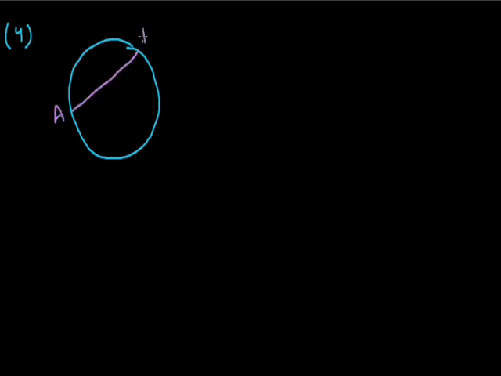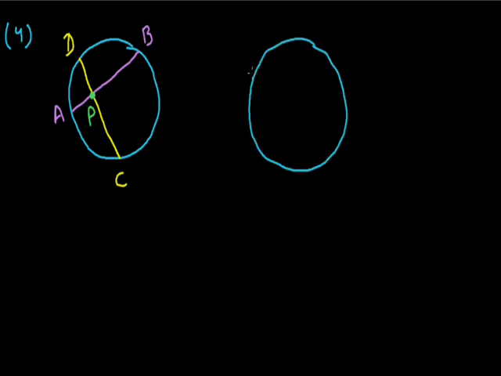chord AB and chord CD, intersecting at a point P. Now similar situation is possible. We have a circle in which there is a chord AB and another chord CD, like this. In this case, the chords intersect inside the circle, but you can see over here the chords while producing will intersect outside the circle at the point P.